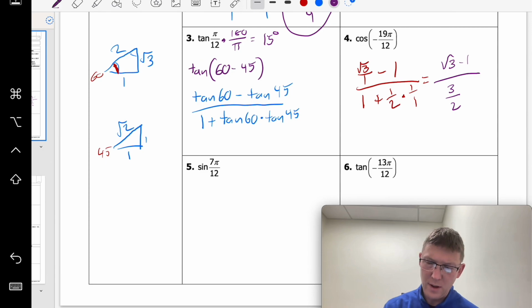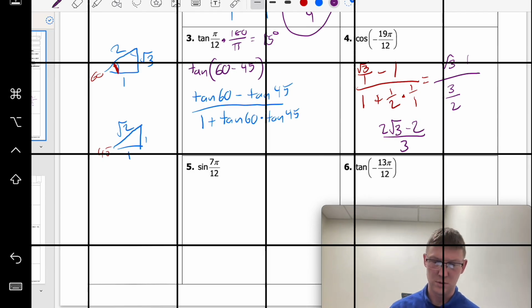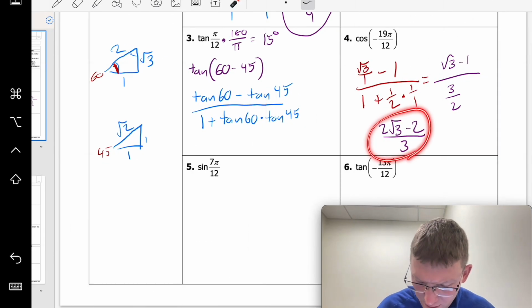So then we're going to multiply by the reciprocal up to the top. And then we're going to have 3 on the bottom. And then 2 square root of 3 minus 2. So I was looking at the solution manual. This is not the right answer.